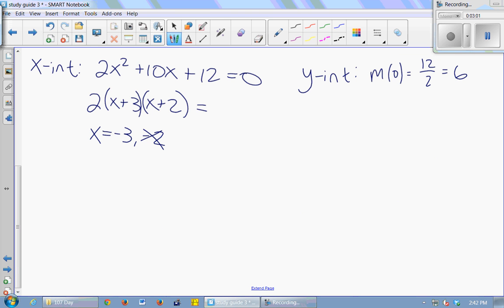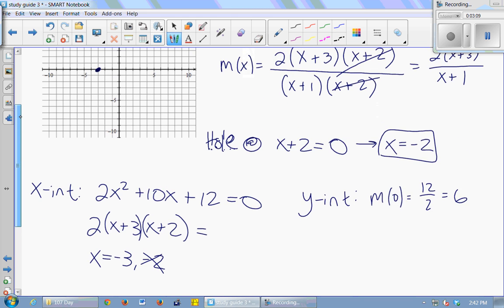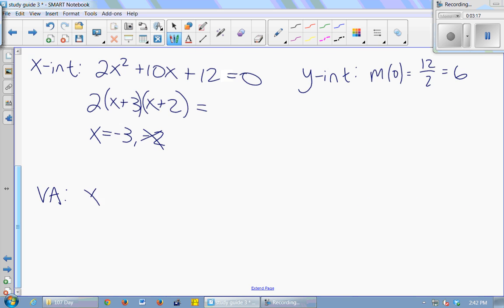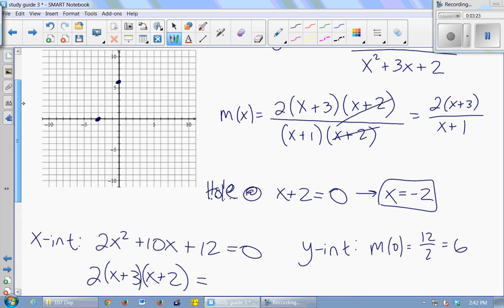All right, and then asymptotes. Vertical asymptotes happen when the denominator is 0, unless there's a hole there. My denominator is going to be 0 at -1 and -2, but I have a hole at -2. So my asymptote is only where x plus 1 equals 0, or at x equals -1. So I go to x equals -1, and I'm going to draw a vertical asymptote.